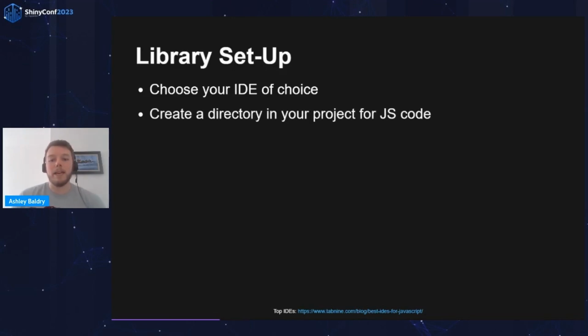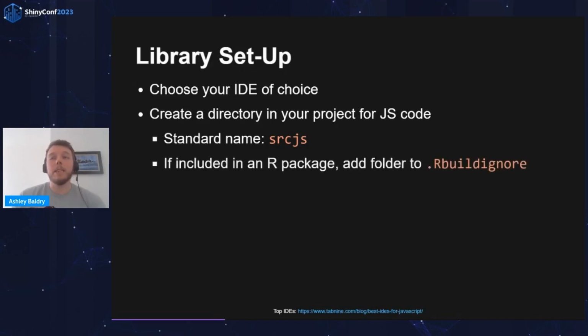So then you create within your R project a directory for where your JavaScript code is going to be held. The standard name for it is srcjs, where the src stands for source. Did not know that before this. And then if you're creating it as part of an R package, don't forget to add this to .Rbuildignore, so it avoids bloating up the package.